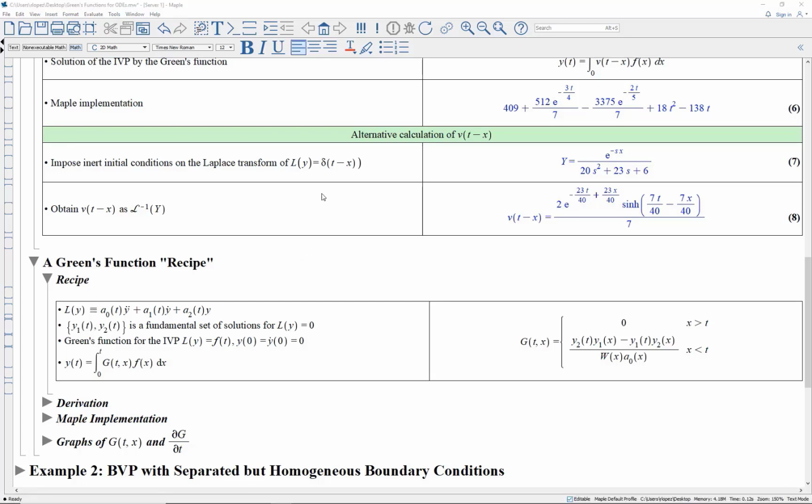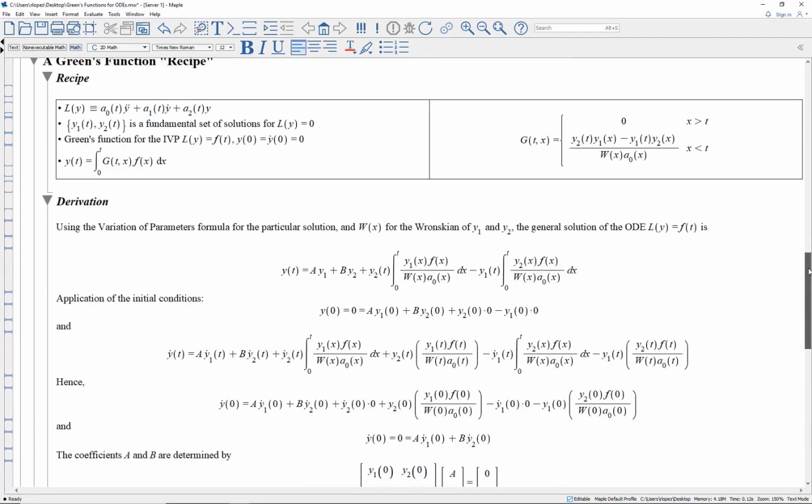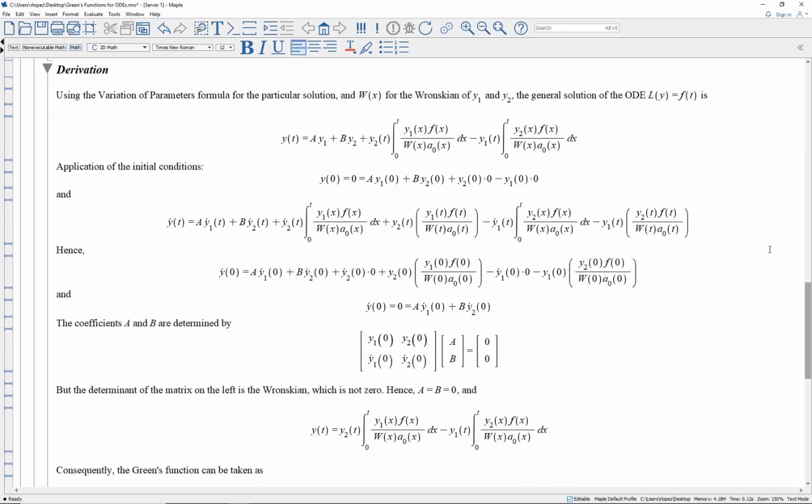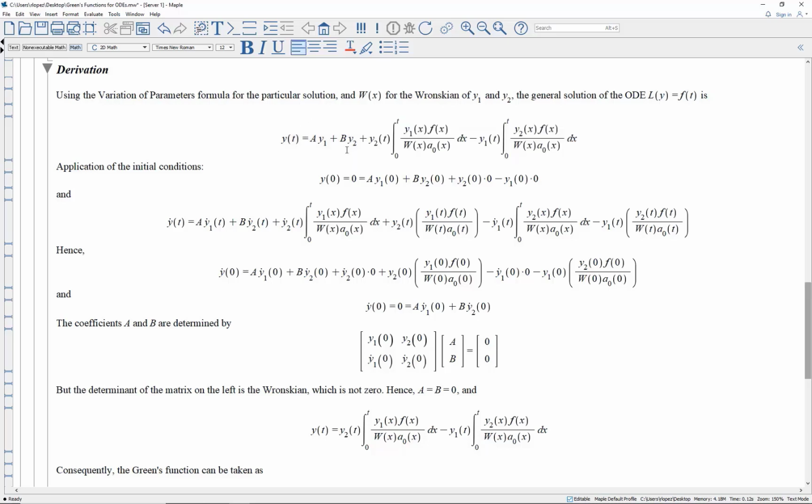Okay, where did this recipe come from? What is its derivation? Now, I've seen derivations of Green's functions that have to do with the method of images, which left me totally confused. I always liked the presentation that stems from the variation of parameters formula because that stems from what I know about differential equations. So this is a particular solution by the variation of parameters formula. This is the homogeneous solution.